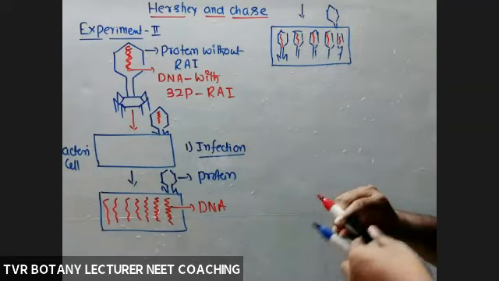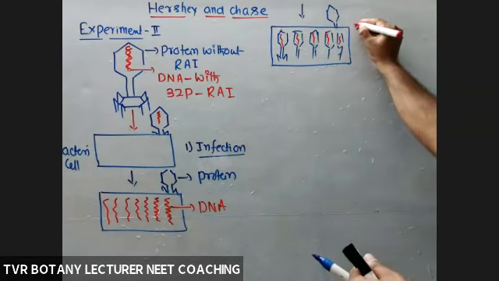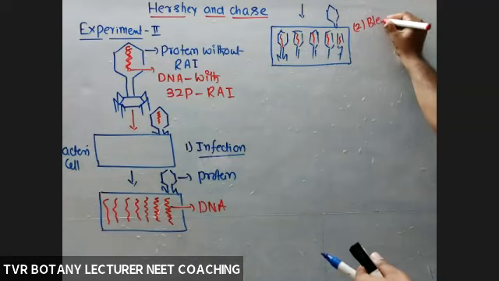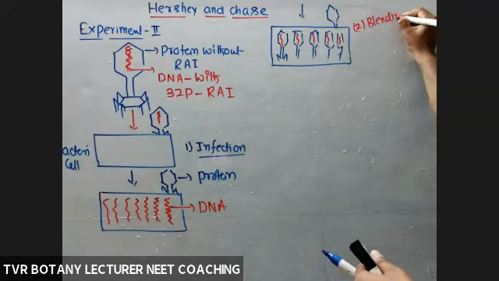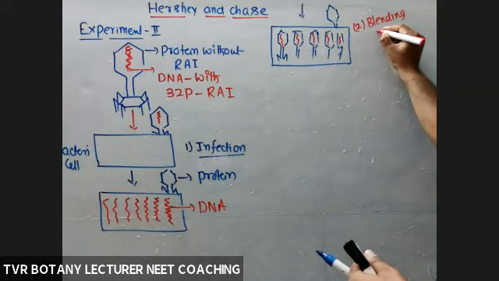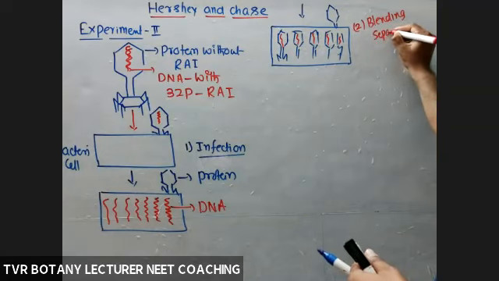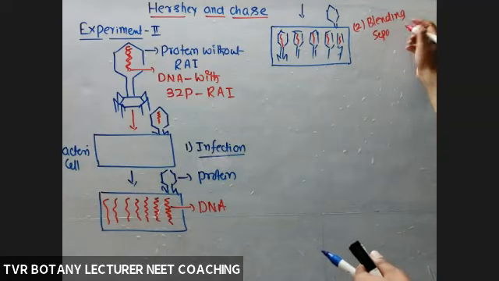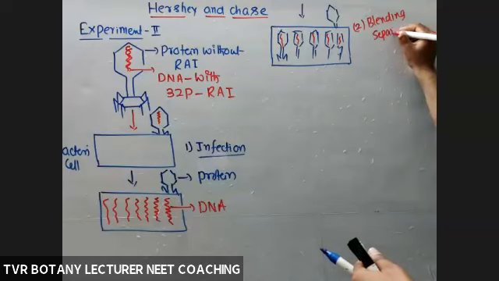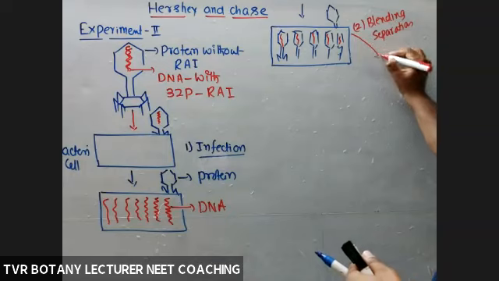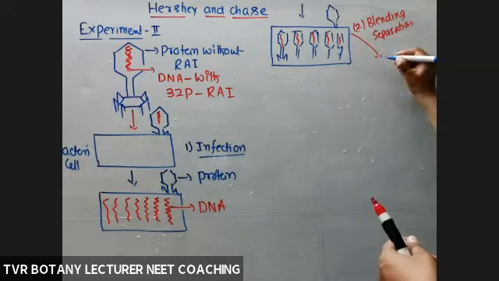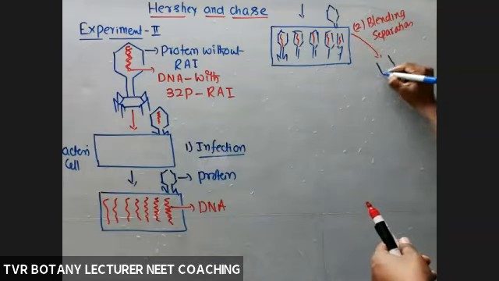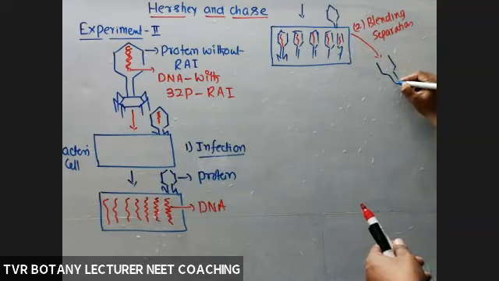Okay, so after infection, second technique is blending. Blending means separation, with the help of a separating machine, that is a blender technique. Separation of ghost from the bacterial cell. Ghost separated, protein part. Ghost means here protein part.